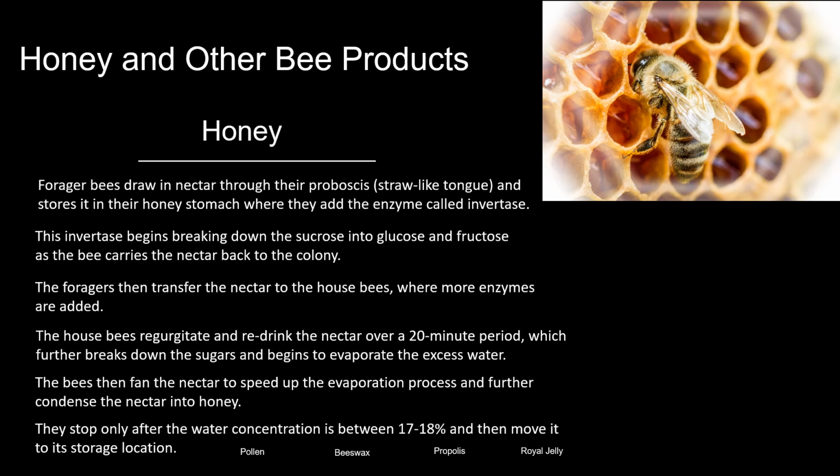The house bees regurgitate and re-drink the nectar over a 20-minute period, which further breaks down the sugar and begins to evaporate the excess water. The bees then fan the nectar to speed up the evaporation process and further condense the nectar into honey. They stop only after the water content is between 17 and 18% and then move it to its storage location.